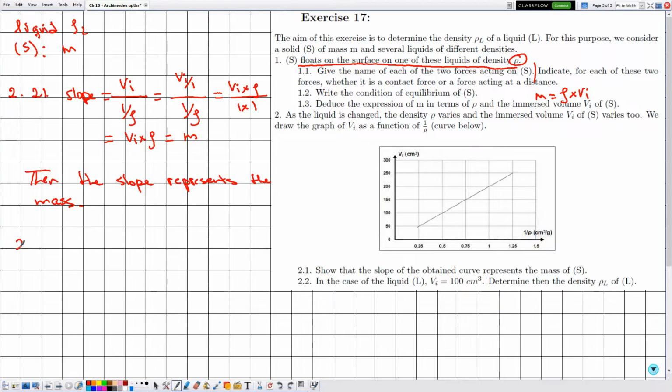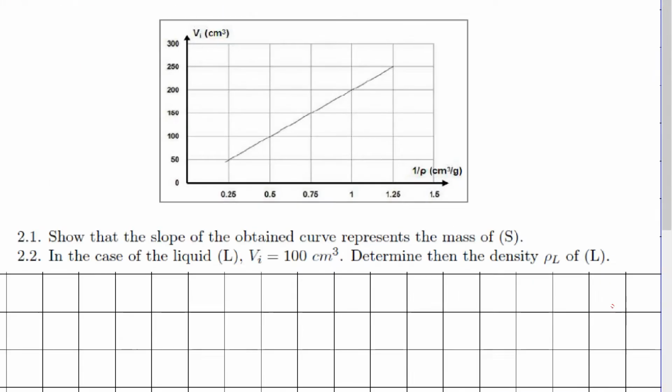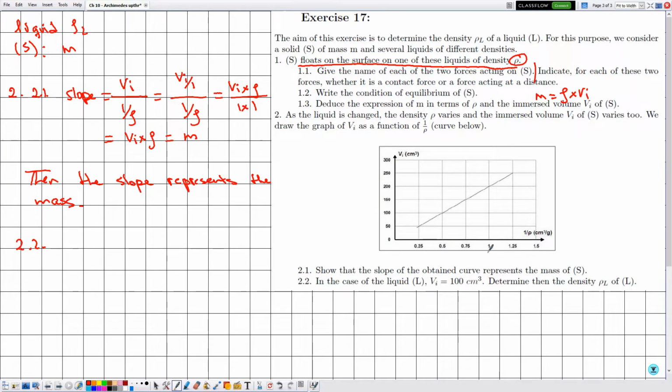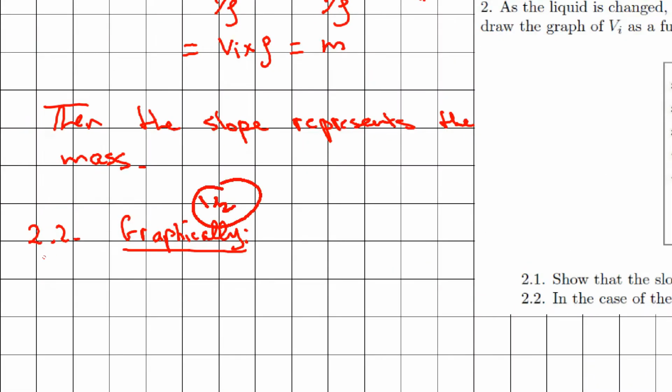Now in 2.2, in the case of the liquid where Vi is equal to 100 centimeter cube, determine the density rho L of L. So in other words, we need to use the graph to determine the density rho L of L. So let's say graphically. Usually they give a half a mark for this statement.